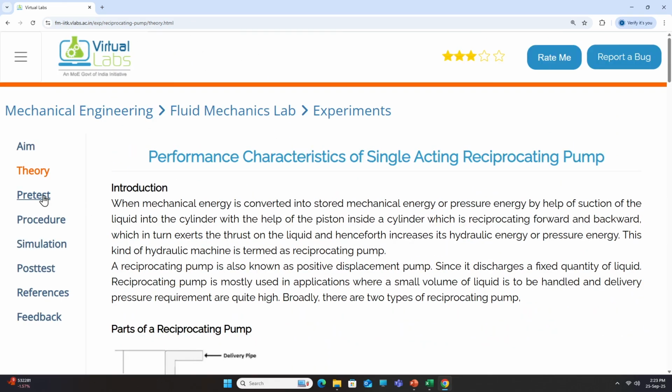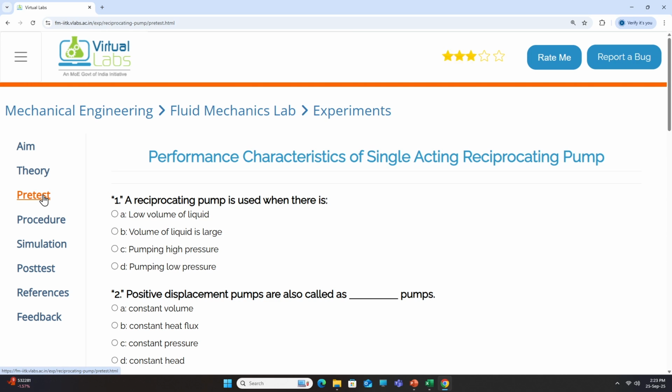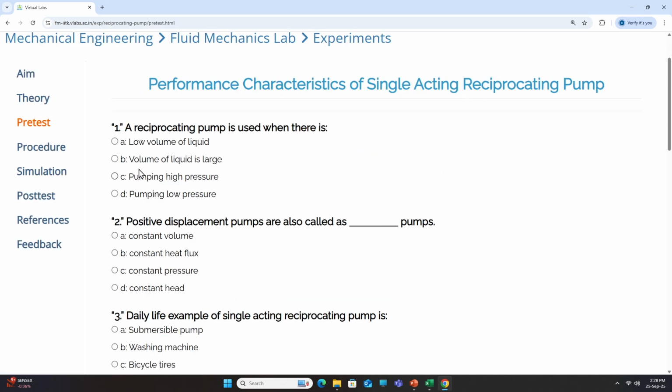Now, let me see the pre-test questions. The first question says, a reciprocating pump is used when there is low volume of liquid, large, pumping high pressure, pumping low pressure. When there is low volume of liquid, only then reciprocating. Second question, positive displacement pumps are also called as dash pumps: constant volume, constant heat flux, constant pressure, constant head. These are called as constant pressure pumps.